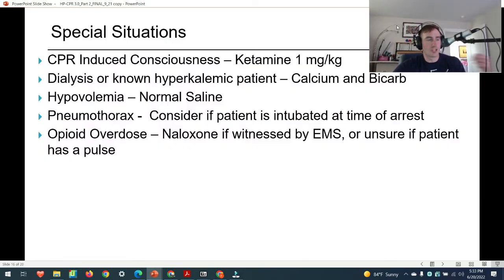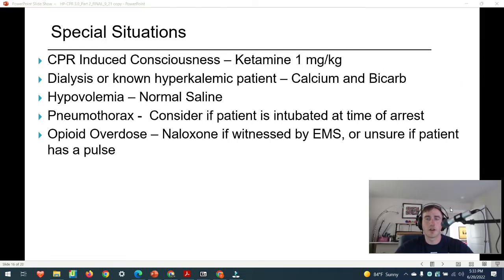All right, special situations. So this is where we'll see just a few protocol changes, not many. We do have a CPR-induced consciousness protocol, and of course, it just makes sense that that would be ketamine. The dose is 1 mg per kg IV/IO. It is the most hemodynamically stable medication that we carry.